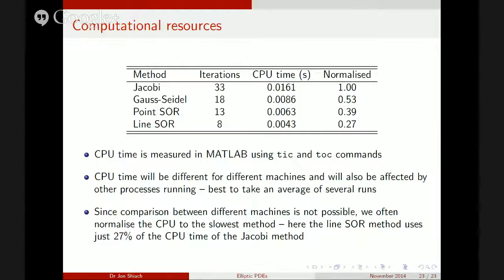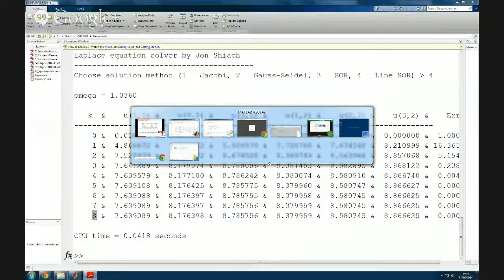Now, iterations are very good, but the line SOR method used a totally different approach. Although it only took 8 iterations, it uses more computation per iteration. So I can't just compare the iterations and say this one's quicker, because it might take longer per iteration. So it's common to actually calculate how fast your computer calculated the solution. MATLAB provides a couple of commands called tic and toc, which I kind of like. I'll show you these working on the MATLAB code here.